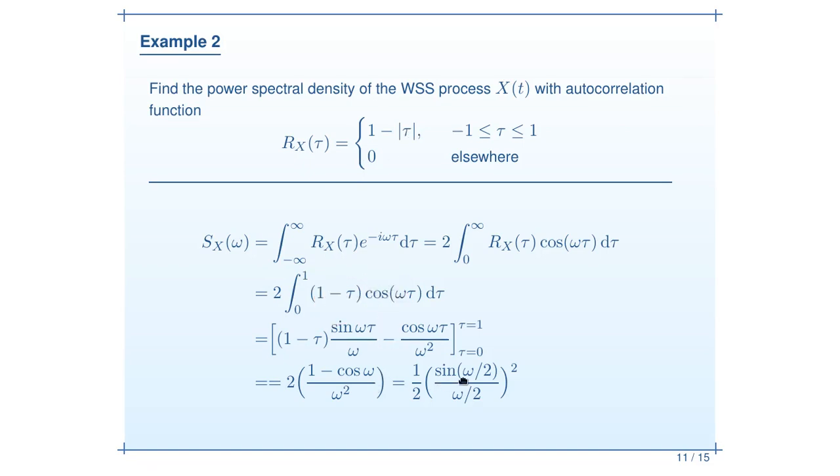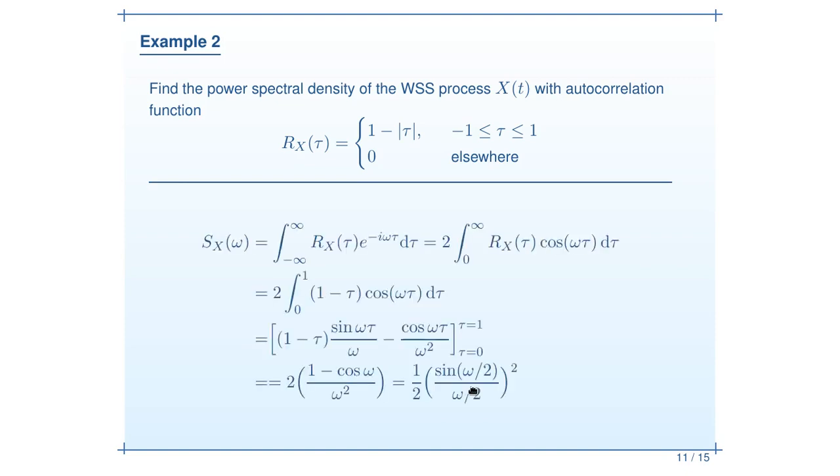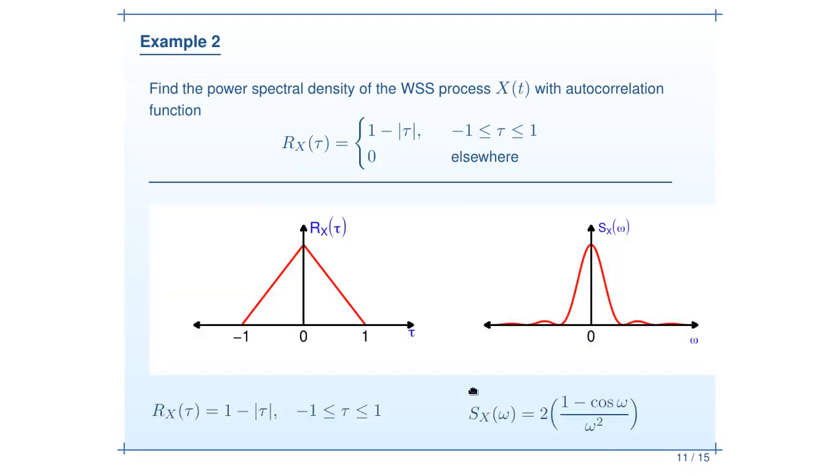You simplify, you will get this, and this you know is the sinc function, so we can easily draw its graph. Sin theta by theta is the sinc function. So this is the graph. So if the autocorrelation is the triangular function, then the power spectral density is going to be the square of the sinc function, which will have a graph like this.